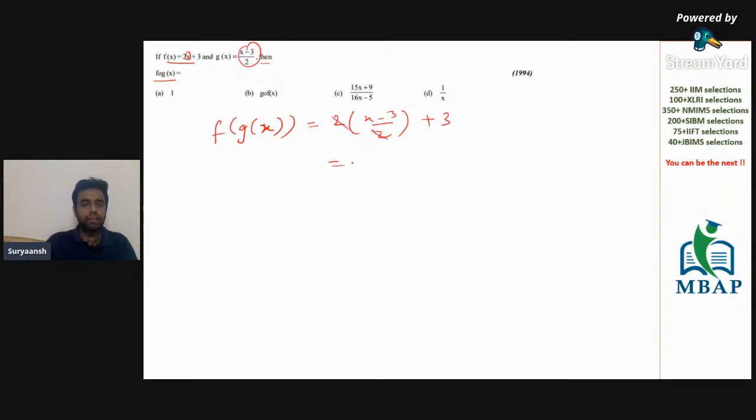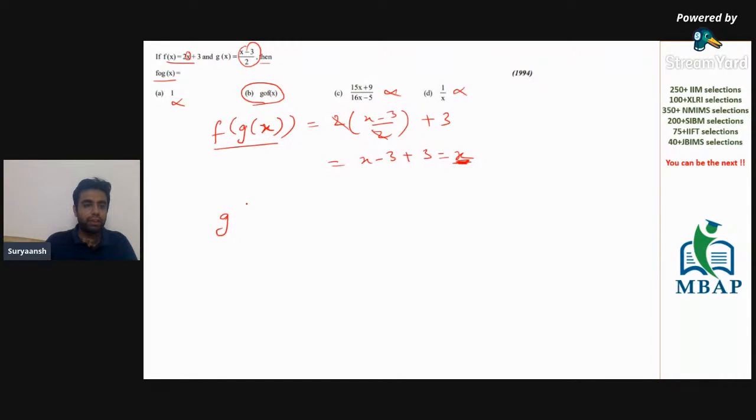2 and 2 would be cancelled. We will be left with x minus 3 plus 3, which is equal to x. So f of gx is basically coming out as x. Now in the options, one option is 1, which is wrong. G of fx divided by 16x, this is also not true because we are getting x here. And finally, the third last option is 1 by x, which is also wrong. We are getting x. So we have to just try whether g of x also comes out to be x.